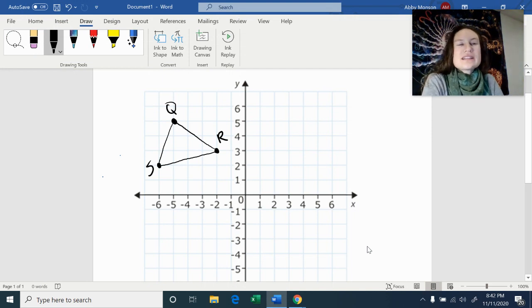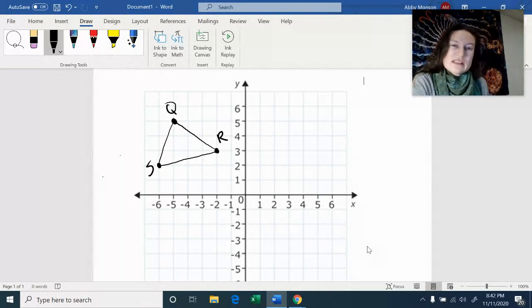Hi, scholars. So we're going to take a look at translations because I think there was a little bit of confusion yesterday. I know that Pear Deck started to get really complicated and you saw this notation and it was like, ugh. So let's break this down.